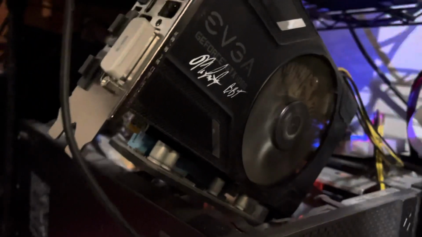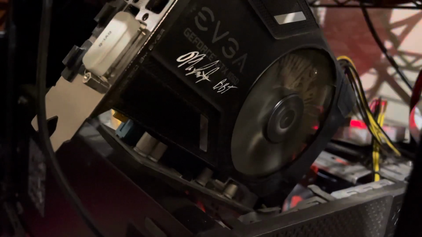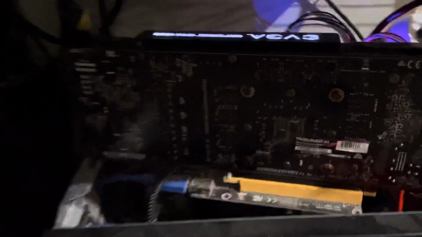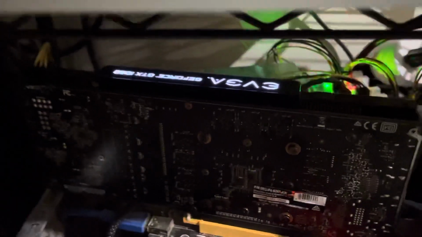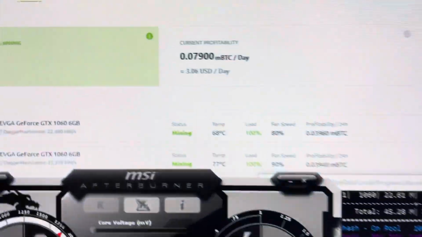And as you can see, that's one of the cards, a GTX 1060 EVGA, signed by Bitsby Trippin, BBT. Check him out, he's awesome. And the other one's an EVGA dual fan GTX 1060. Look at the 5600 again, beautiful card. Once again, that's 306 USD a day, mining on Nicehash.